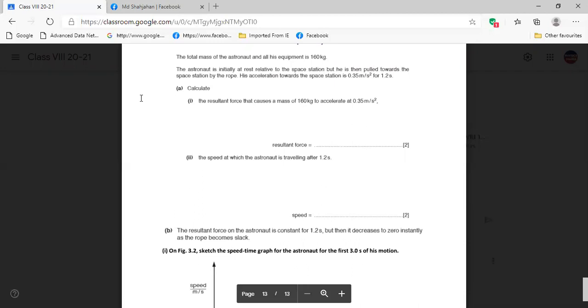So what's the answer? The resultant force. It's 56 newtons, right? Yes, yes. Then, let me write the answer down.